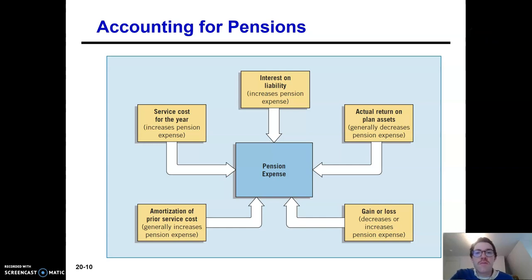Hey, in this video we'll talk about how to calculate pension expense. So it has 5 parts. The pension expense for the year consists of these 5 components, and we'll go into each one now.